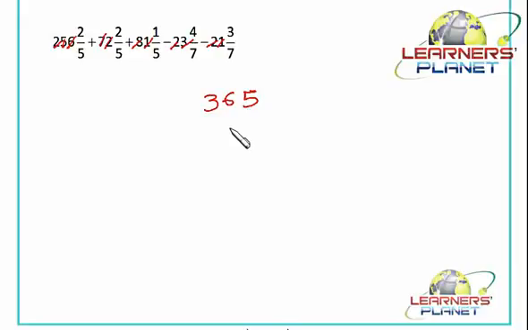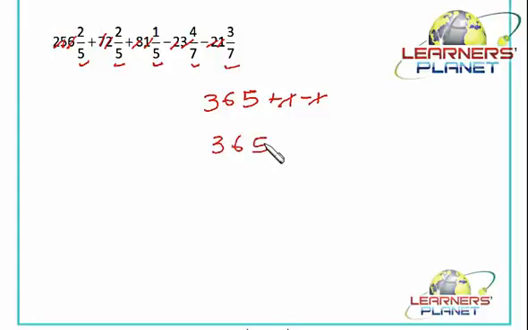Now let's take the fractional part also. It is 2 by 5 and it is 2 by 5. That is 4 by 5 plus 1 by 5, which is 5 by 5. So that will give a 1. Similarly, it is minus 4 by 7 and minus 3 by 7. So what we'll get is minus 7 by 7, which is actually minus 1. So this 1 and this 1 will be cancelled. So finally we'll be getting 365.